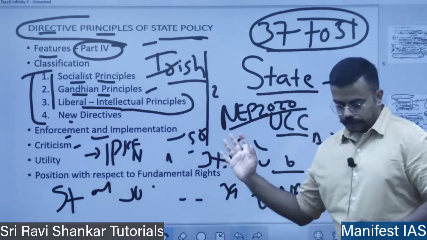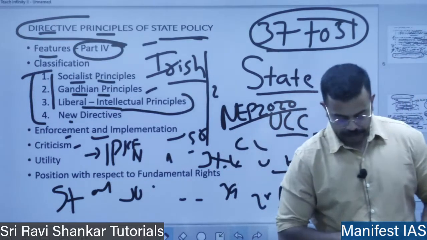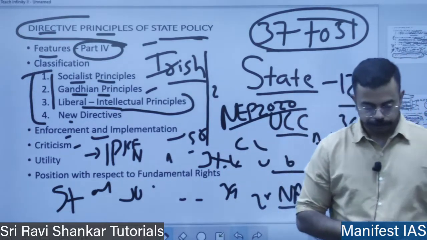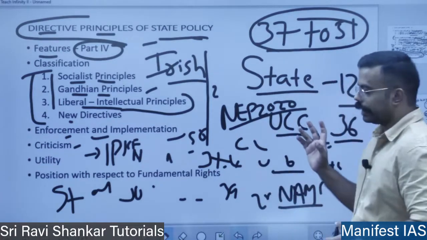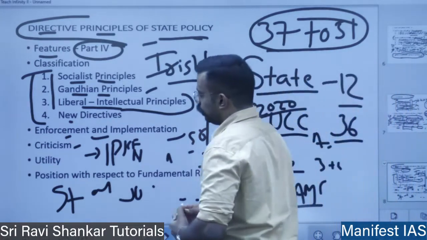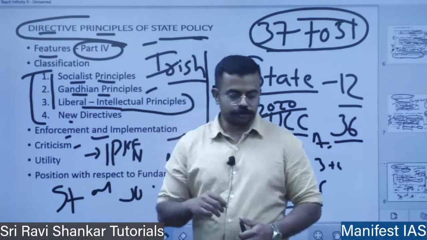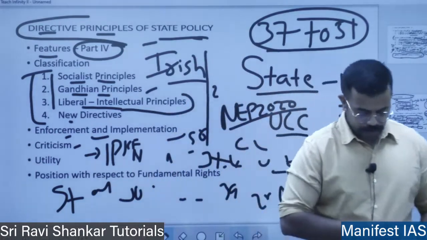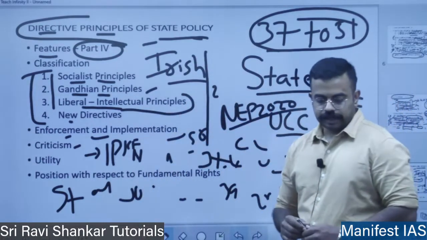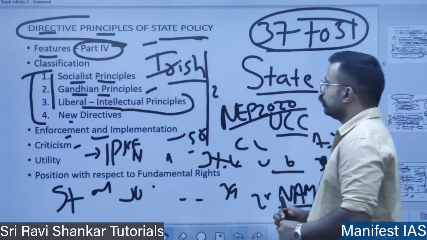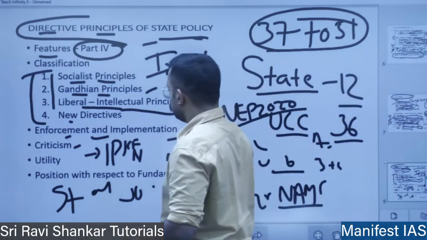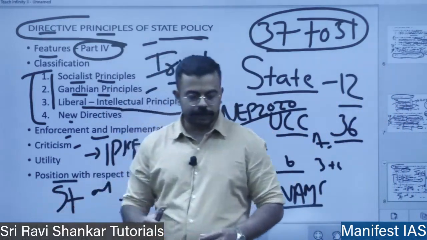That is, DPSPs are economic and social. So the fundamental rights promote individual welfare, whereas this promotes societal welfare. Okay. So these are certain differences between the fundamental rights and directive principles.